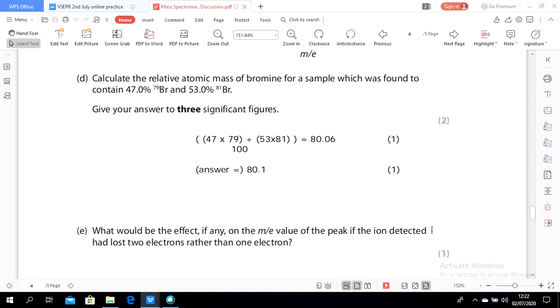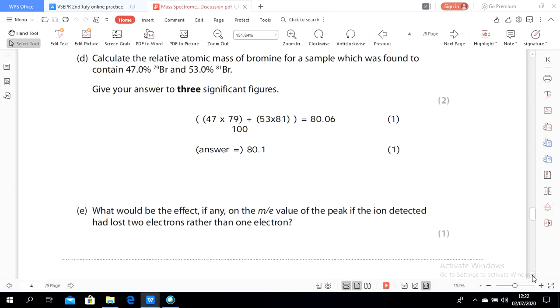What would be the effect, if any, on the mass to charge ratio of the peak if the ion detected had lost 2 electrons rather than 1 electron? The mass to charge value would be half. And if we say the peak is also half, it is wrong. So only the mass to charge ratio.